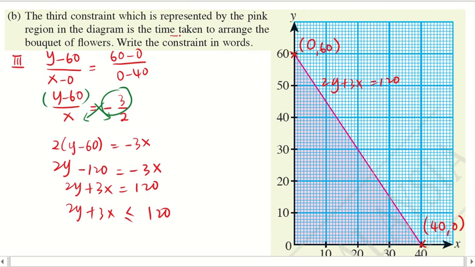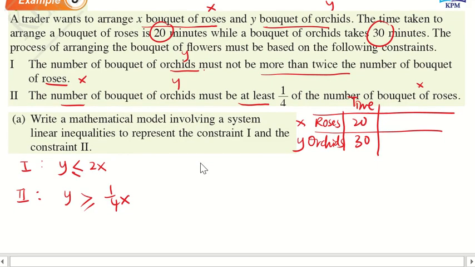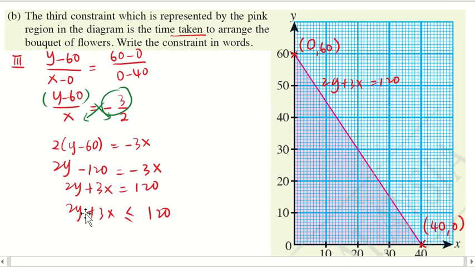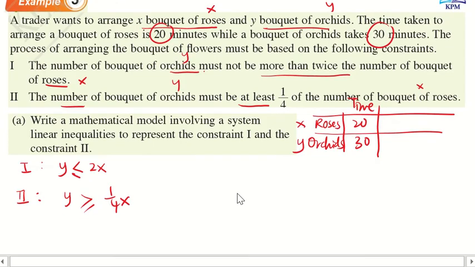The time taken to arrange the bouquet of flowers. We go back to the question just now, part A. What does the question give? The time for roses, 1 bouquet of roses, is 20 minutes. The time for orchids is 30 minutes. But here it is 2, 3. It means that here is 2 minutes for orchids and 3 minutes for roses.